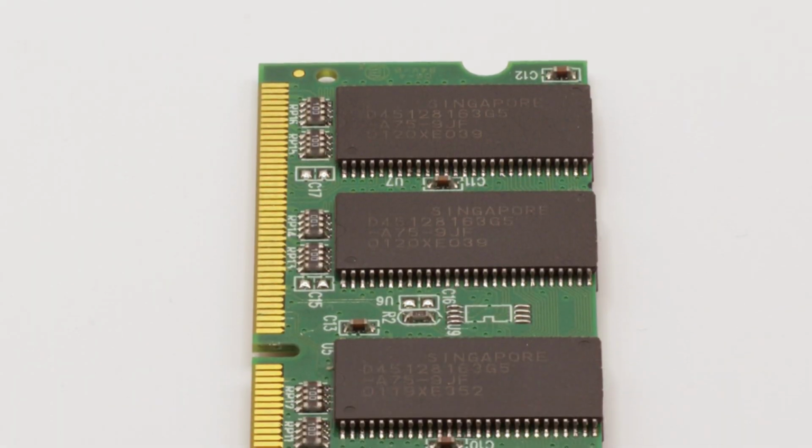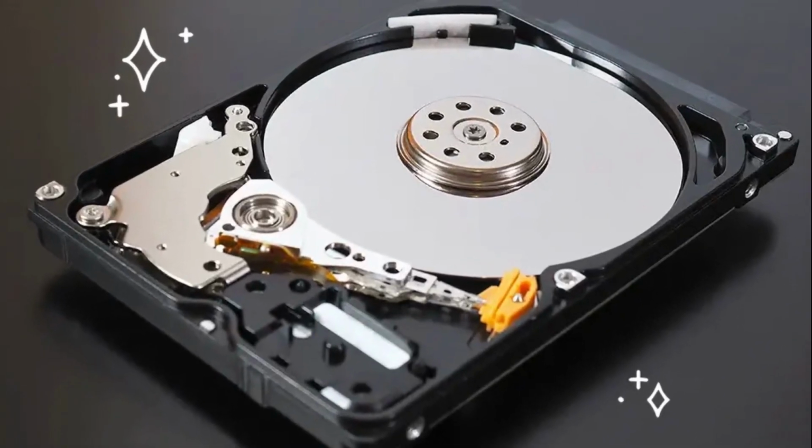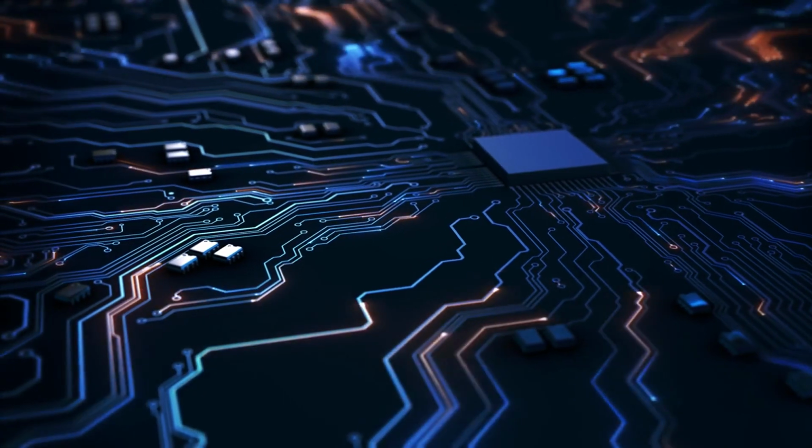RAM is where your program lives while it is running. It holds the instructions your CPU executes, the variables you create, the objects you allocate, and the intermediate values used in every calculation. Your hard drive stores your program. RAM is where it becomes alive.